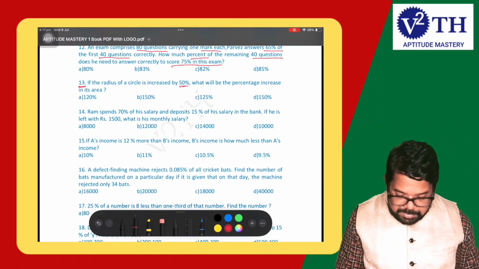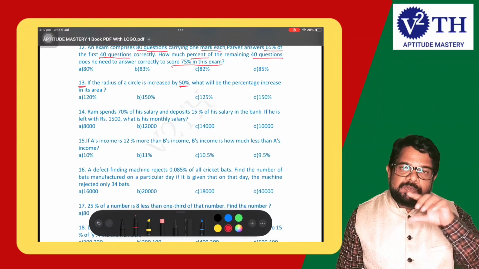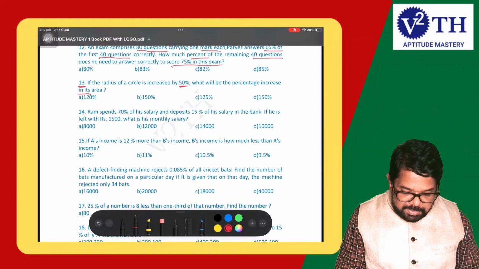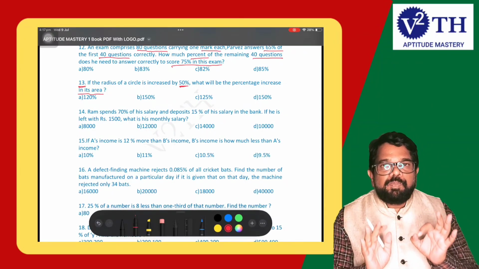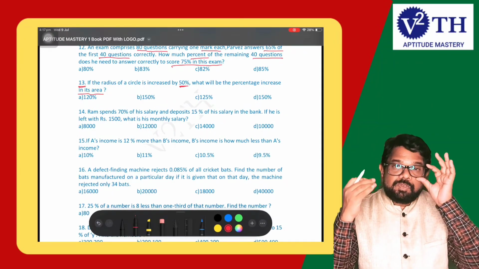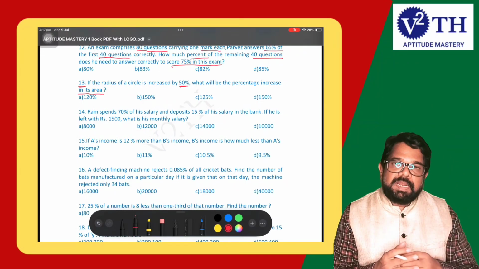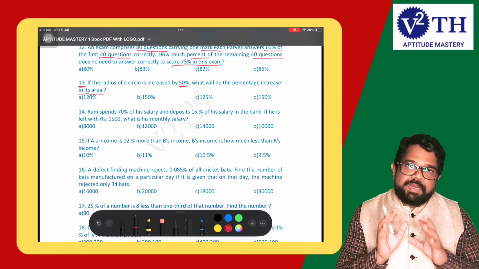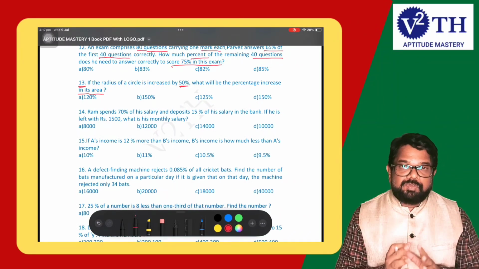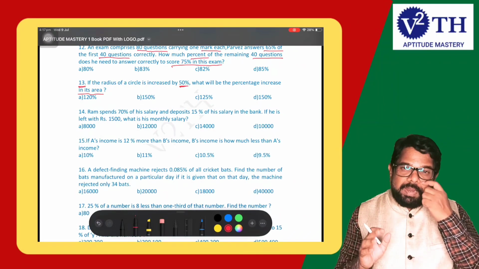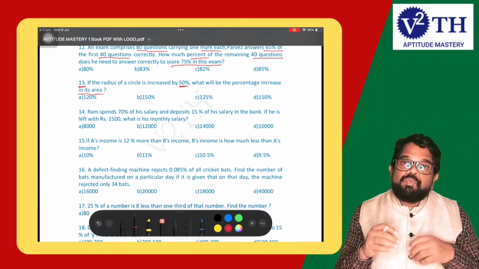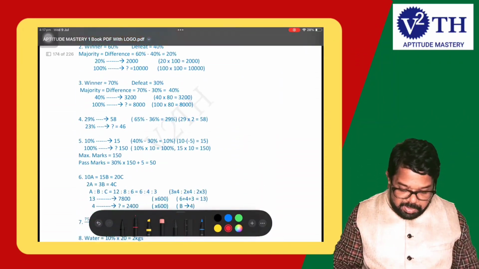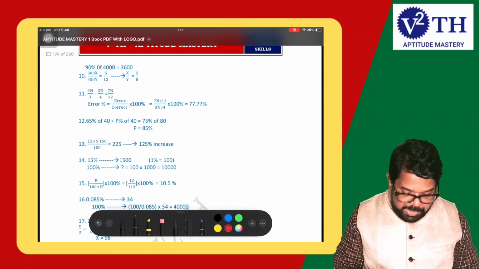If the radius of a circle is increased by 50%, what is the percentage increase in its area? Simply you have to put in your mind, area is always in square units. It may be a square, a rectangle, or a circle, any figure it is, area means it is always in square units only. Very simple logic you have to apply. Increased by 50% means 150% of 100 you have to take. But in simple way, you do 150 into 150 by 100.